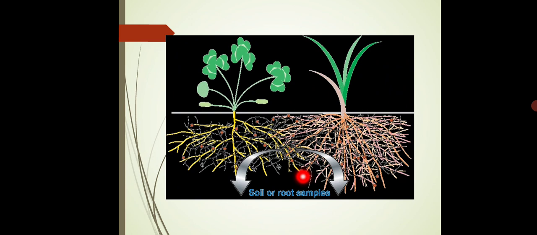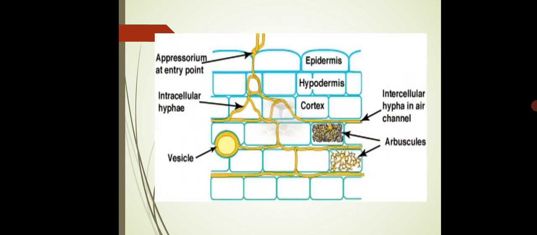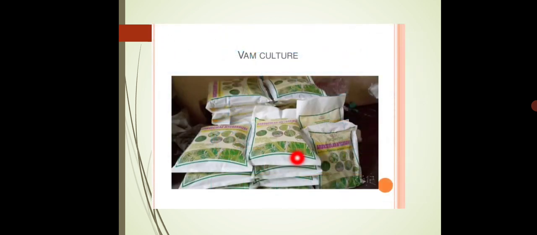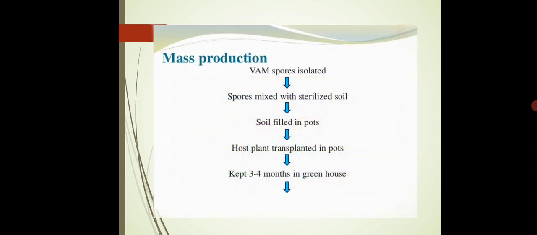The circular form shown here, like a nodule form, is nothing but VAM, showing how it has spread in the root. This is the VAM culture that is sold in the market. Now we will see the production of VAM.